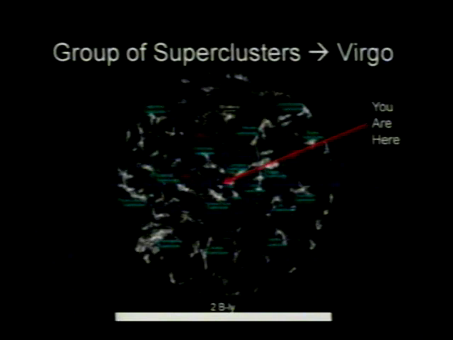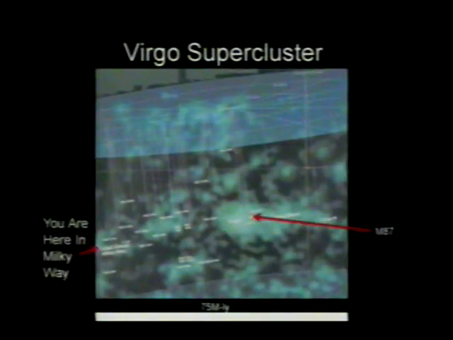OK, so we're back at the group of superclusters. Now we're going to zoom in to this little region here and go actually to our own supercluster called Virgo. This is a poor quality figure, but it shows the supercluster. These are all little individual galaxies that we have in our supercluster. There's M87, which I'll talk about in a second. And we're here in the so-called local group, where the Milky Way is, our galaxy. This is about 75 million light years across.